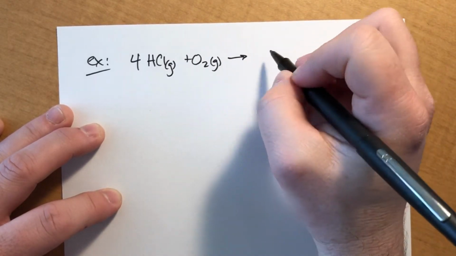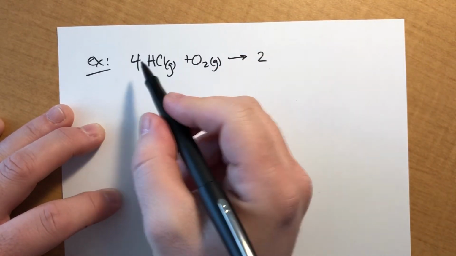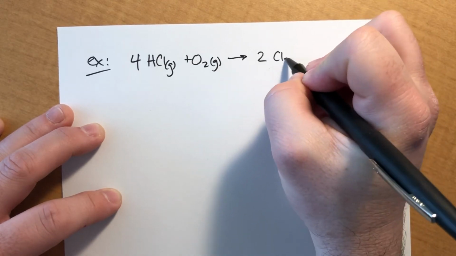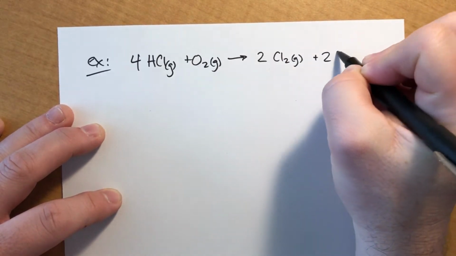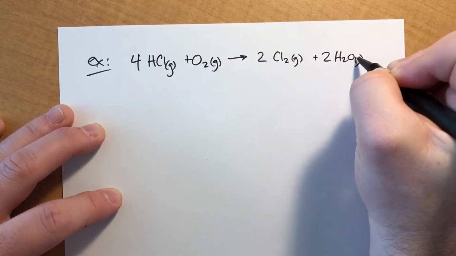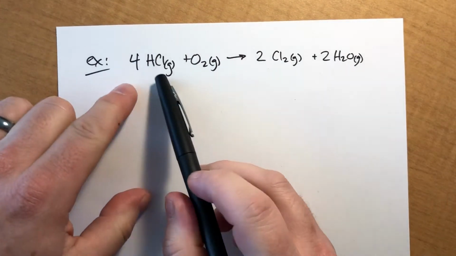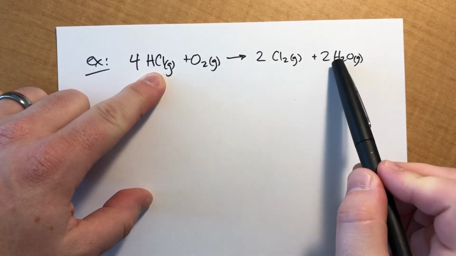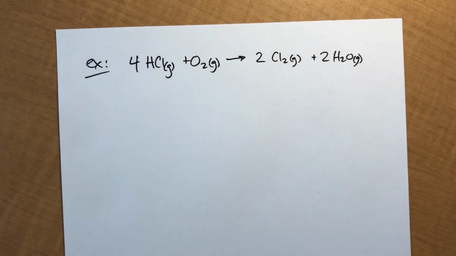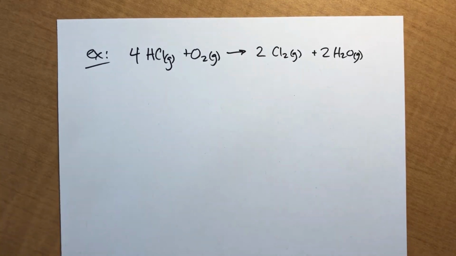And the reaction is 4HCl plus O2 forms 2Cl2 gas plus 2H2O gas. At first glance, we can see that our number of moles of gas is going from 5 on this side to 4 on this side, which means we should expect the entropy to actually be decreasing for this reaction. We'll see what happens, but we're actually going to look up all the numbers and do it right.